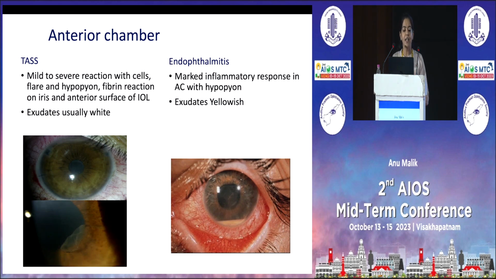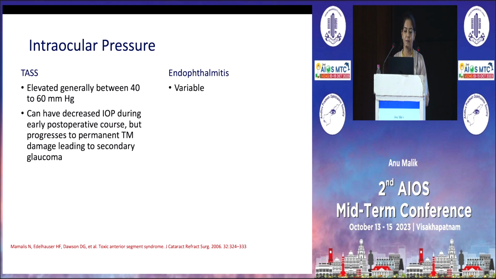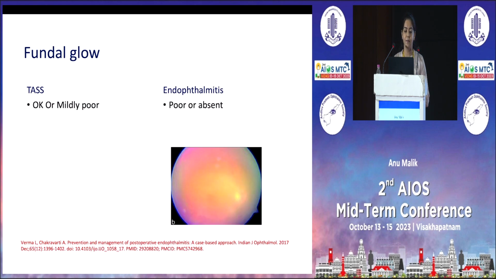There is mild to severe reaction with cells, flare, and hypopyon, and fibrin reaction on the iris and anterior surface of the IOL in TASS, and the exudates are usually white in color. But in endophthalmitis, a marked inflammatory response in the anterior chamber with hypopyon is present. TASS presents with elevated IOP, generally between 40 to 60 millimeters of mercury, and can have decreased IOP during the early postoperative course, but progresses to permanent trabecular meshwork damage leading to secondary glaucoma. In endophthalmitis, intraocular pressure is usually variable. Fundal glow is okay or mildly poor in TASS, and in endophthalmitis, it is poor or absent.